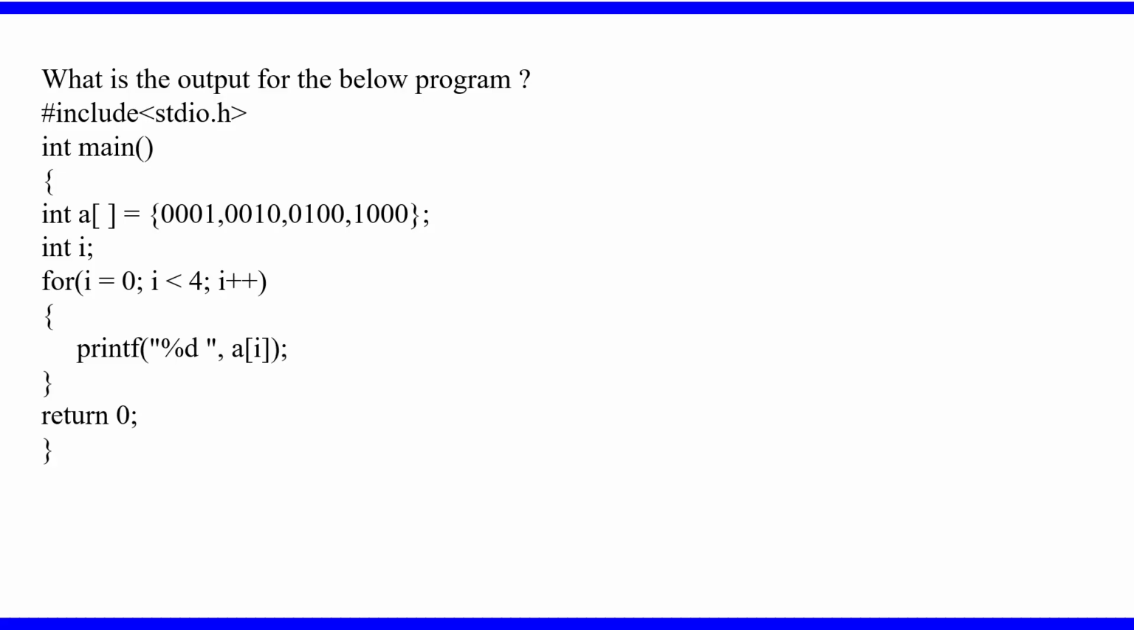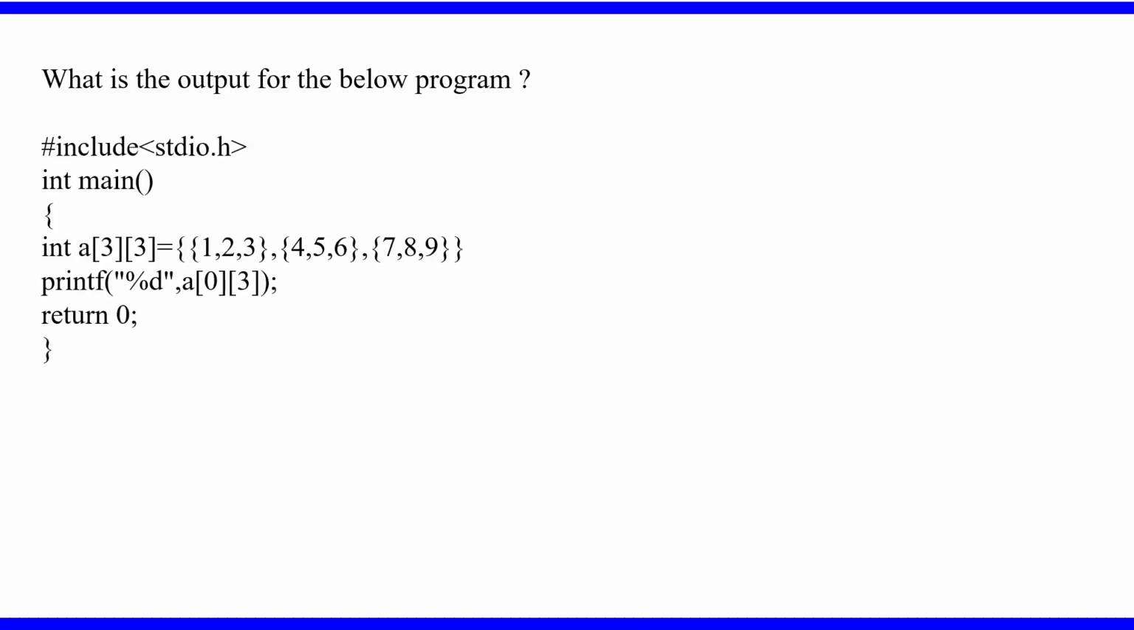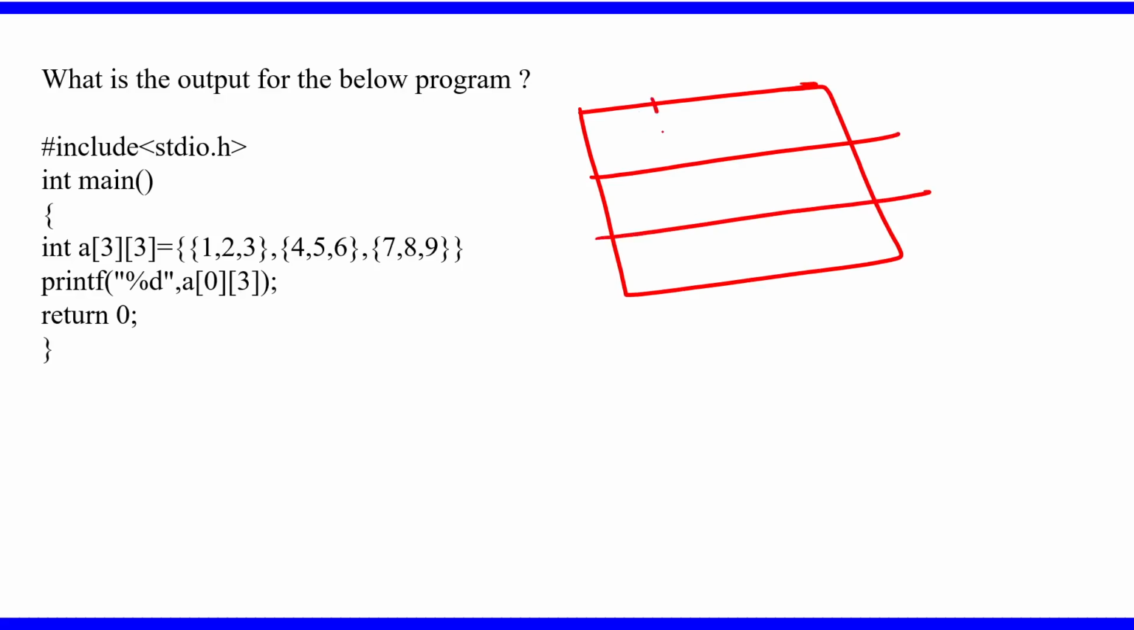I hope you understood the problem. Yeah, one more interesting question in arrays. Given a of 3, 3. I will just draw a matrix here. 1, 2, 3, 4. The values are given like this. So, this is a 3 by 3 matrix. Though I have represented it as a 2D matrix, again this is a 3 by 3 array.